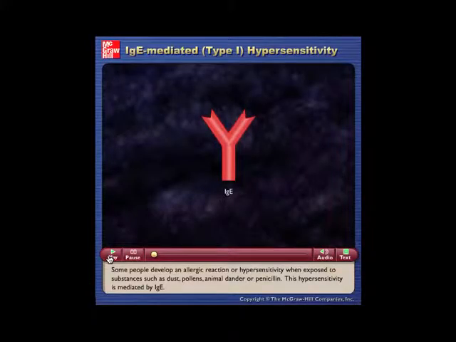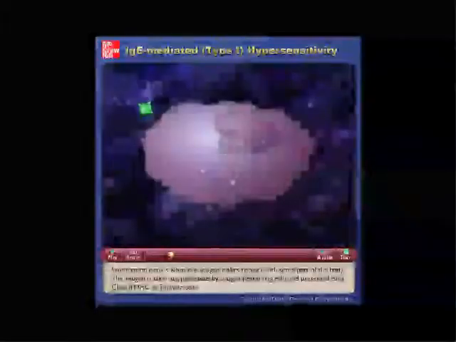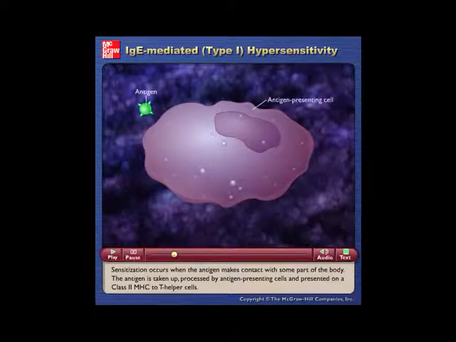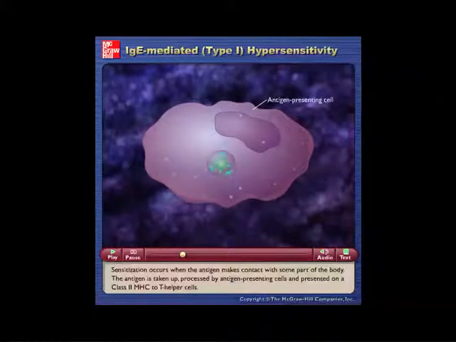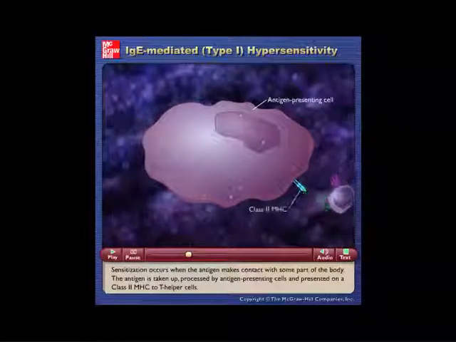Some people develop an allergic reaction or hypersensitivity when exposed to substances such as dust, pollens, animal dander, or penicillin. This hypersensitivity is mediated by IgE. Sensitization occurs when the antigen makes contact with some part of the body. The antigen is taken up, processed by antigen-presenting cells, and presented on a class II MHC to T helper cells.